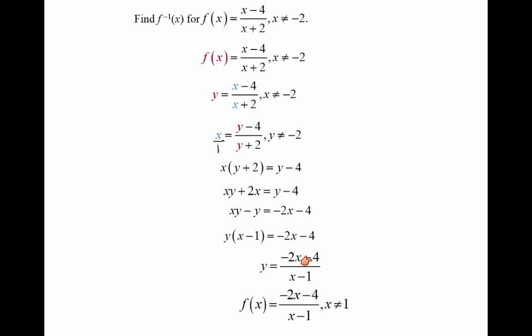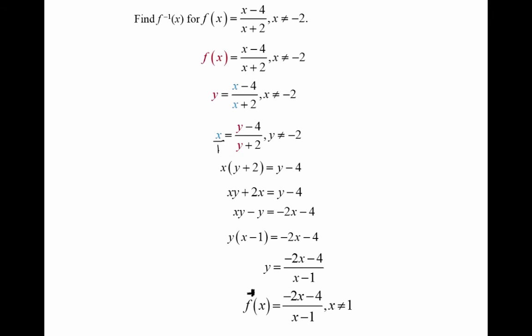There it is. y is equal to minus 2x minus 4 over x minus 1. This is the inverse of f of x. I can use this symbol. Looks like the symbol is missing that minus 1 at the top, so let's put it there. So that would be the inverse of that. So we use that little minus 1 that indicates that's the inverse, where x cannot be equal to 1 here.